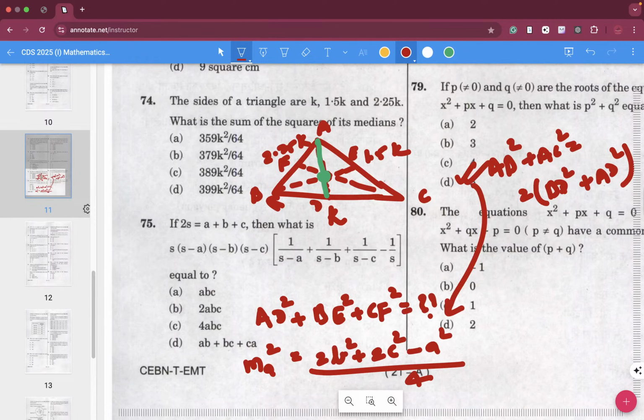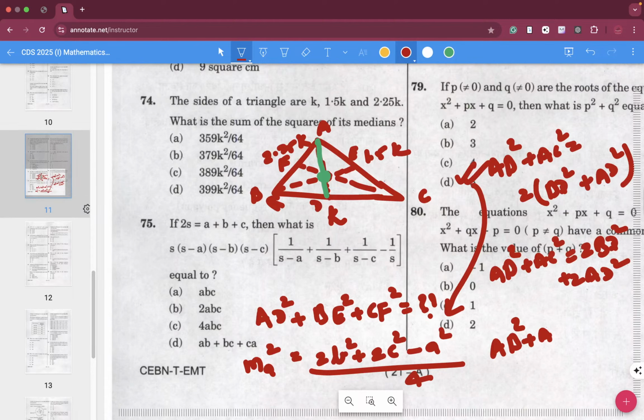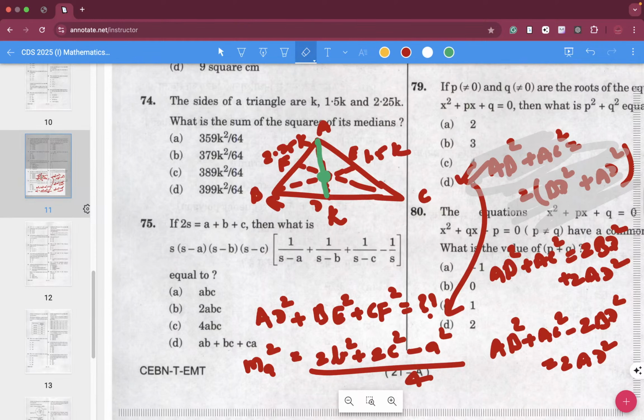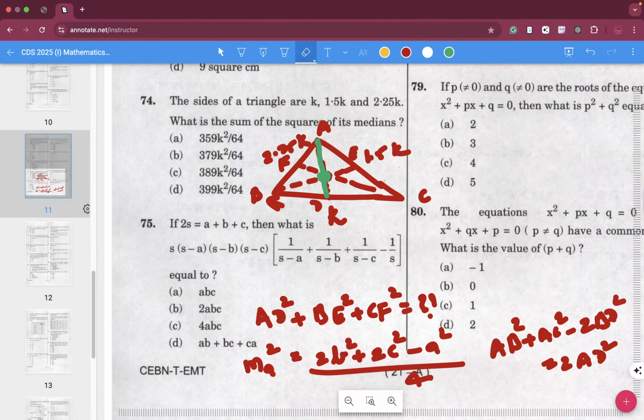Okay, so AB square plus AC square is equal to 2 times BD square plus 2 times AD square, right? So now we can write it as AB square plus AC square minus 2 times BD square is equal to 2 times AD square. Now I don't have much space over here, so I will just write above. Now you know what is the value of BD, right?